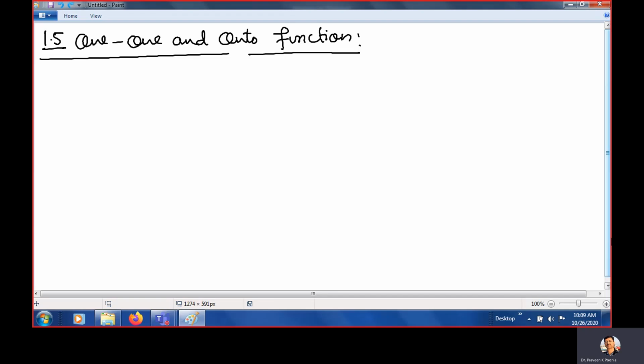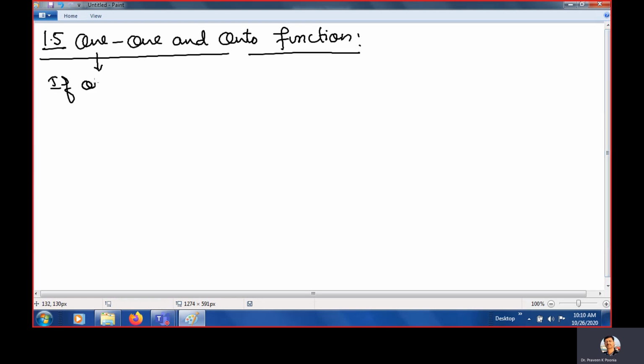This is topic number 1.5, 1-to-1 and onto function. First, we will discuss 1-1 function. What is 1-1 function? One element of set A is connected with one element only. Clear? So, what is the meaning of 1-1?